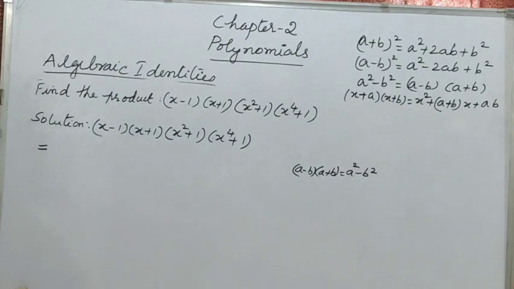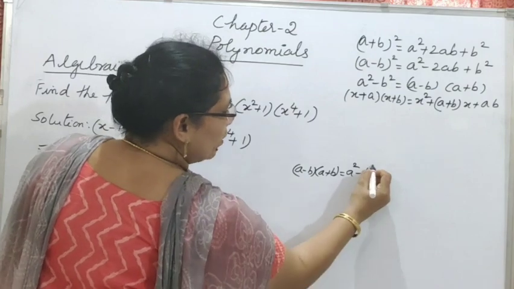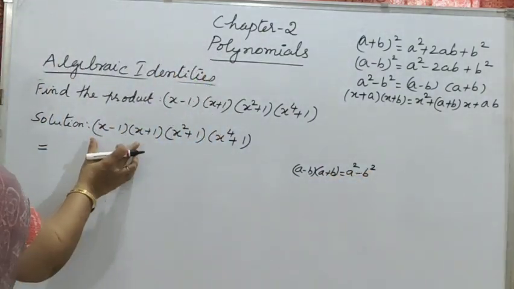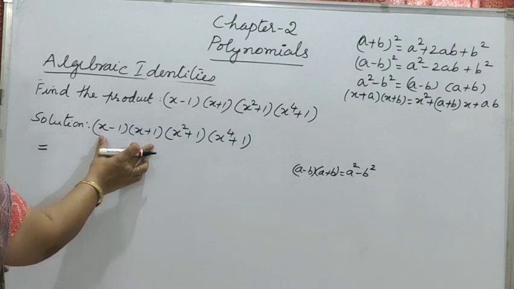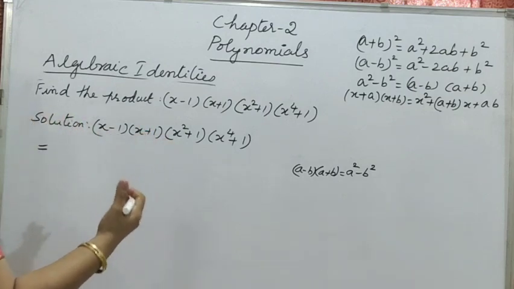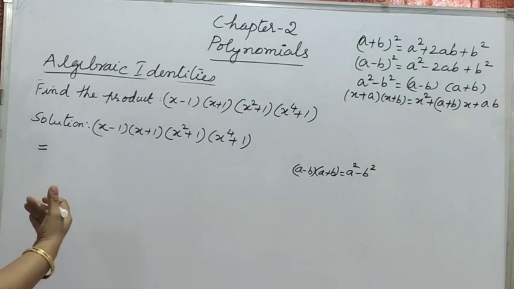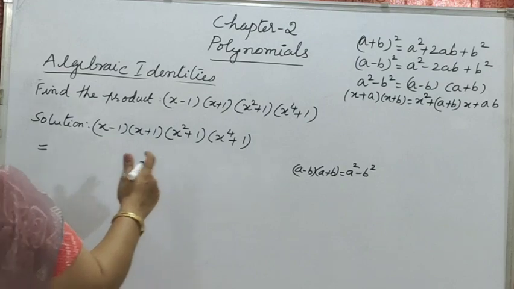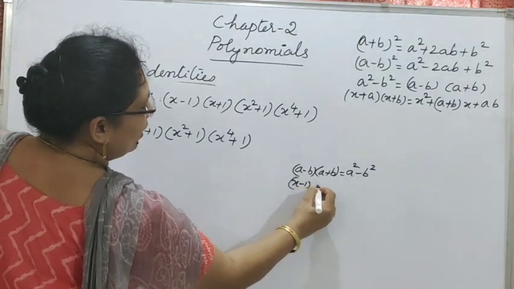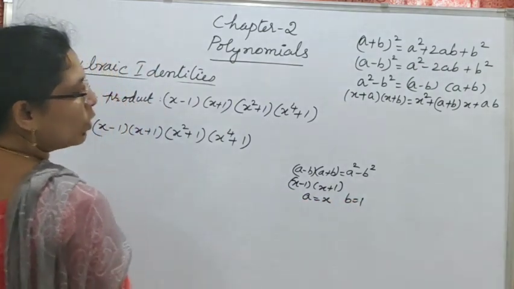Here we are using it so many times, so you can avoid saying what is a and b. If you don't have enough practice, you can repeat what is a, what is b and all. The 2 should be written on the top only, so a square minus b square. Now listen here, the first 2 brackets we are considering, x minus 1 into x plus 1. For your understanding, those who have had enough practice can avoid saying what is a, what is b, like that. I am writing each step. So x minus 1 into x plus 1 we are considering. What is a? It is x. What is b? It is 1.